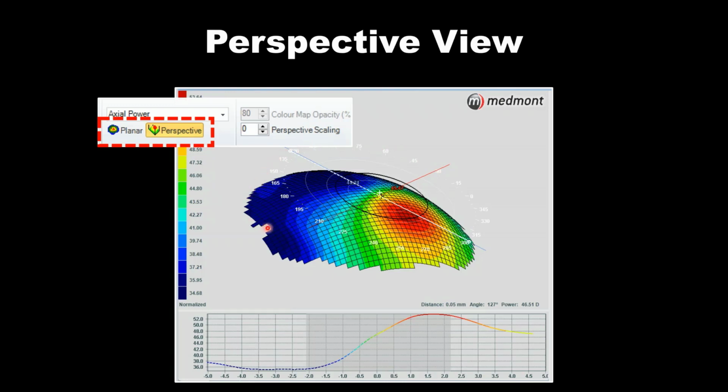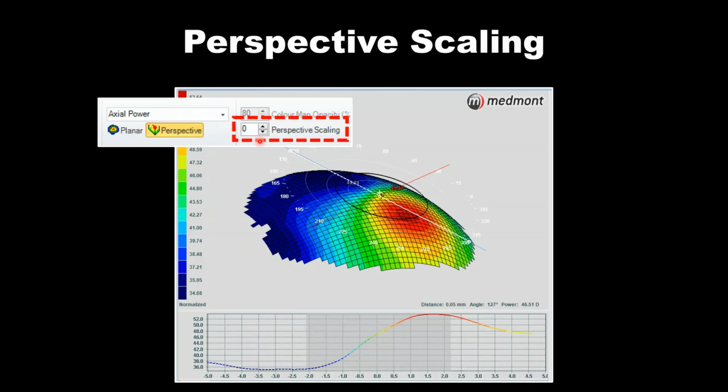In this case, I have an axial interpretation of this topography that's now being converted to a 3D-like image. Although I'm not really seeing this eye in 3D, I'm not seeing how the cone is much more curved than the superior cornea, which is flatter. That's because your perspective scaling value is at 0. So let's alter this value to try to give us more perspective on this eye shape.